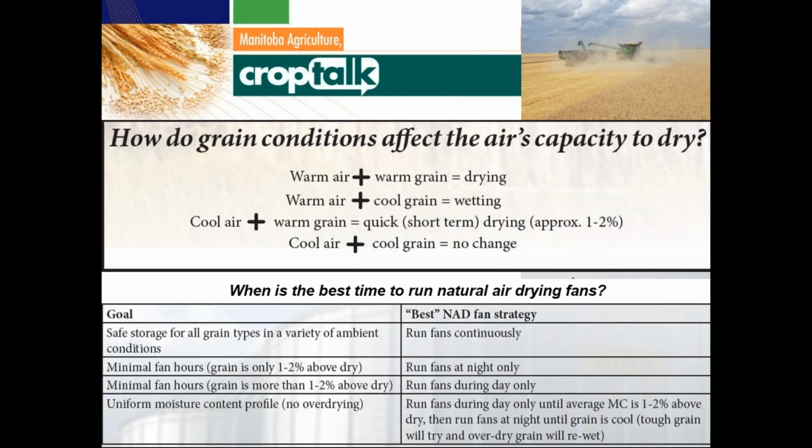If you get it to the point where you've got the bin over dry, let's say you're down to 12% moisture, what you could do is run the fan during the day only, or run the fan at night, depending on what you want to do to bring up that moisture of the grain. Of course, I don't think that's going to be an issue for this year.